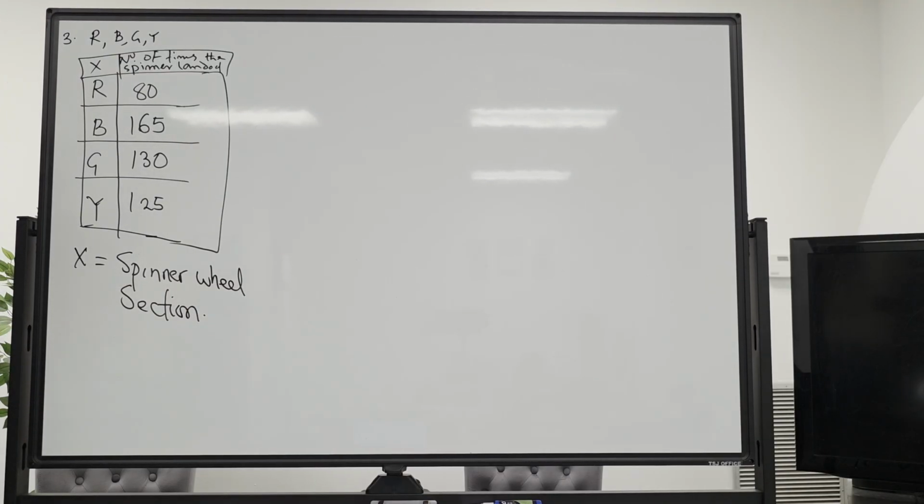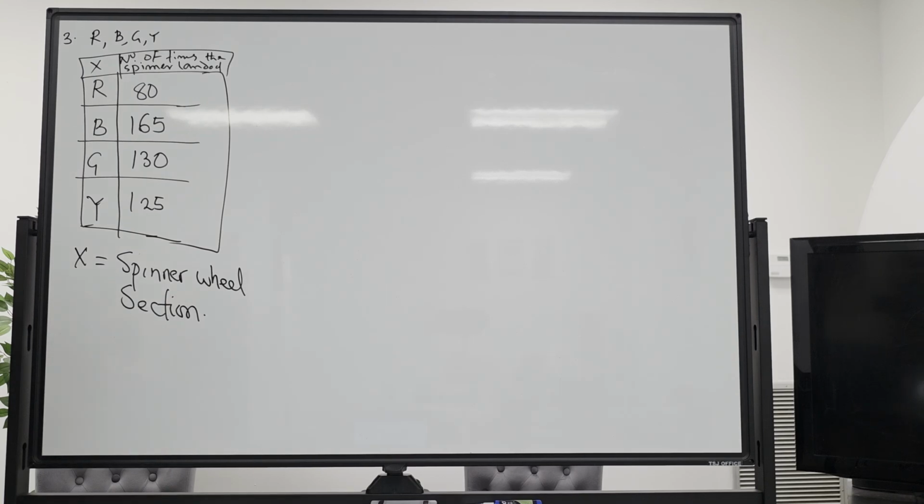So the question is, based on the results in the table, which one of the following changes will be the best fit? Number 1, they said it should decrease the area of the red section by increasing the area of the blue section.